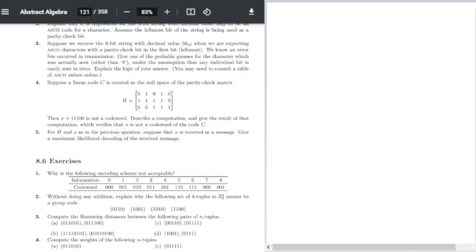Okay. Suppose a linear code C is generated with the null space of the parity check matrix 0, 1, 0, 1, 0; 1, 1, 1, 1, 0; and 0, 0, 1, 1, 1. Then x equals 1, 1, 1, 0, 0 is not a code word. Describe a computation and give the results of a computation which verifies that x is not a code word of C. So if x were a code word of C, then x would be in the null space of H. So we simply just need to do a matrix multiplication. Or actually, so H, okay.